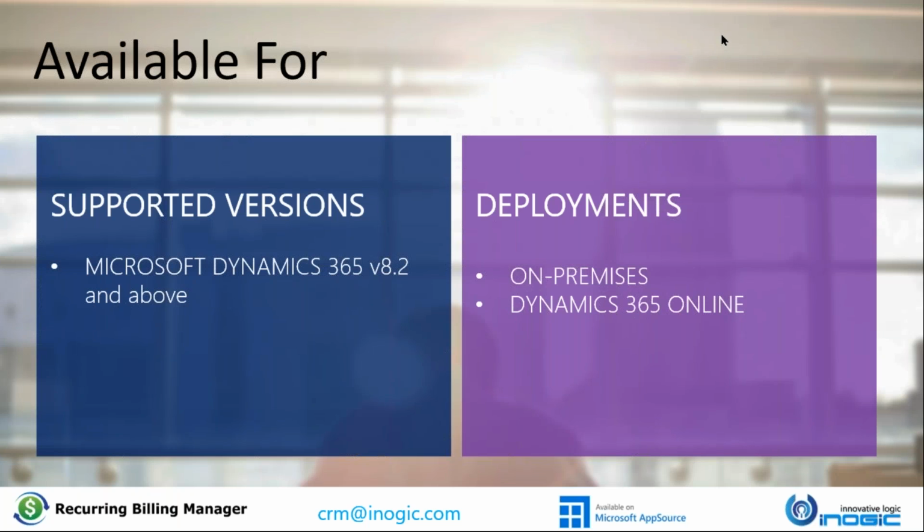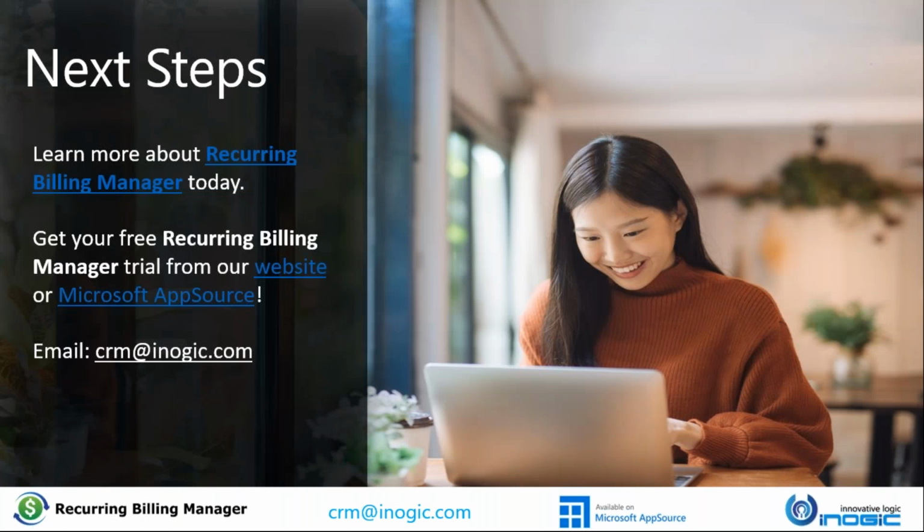So now let's look at the versions for which recurring billing manager is available. You can start using recurring billing manager from your CRM version 8.2 and above, and it supports the on-premises deployment model as well as the online deployment models. So it's quite simple for you to get started using Recurring Billing Manager. You can go to appsource.com, search for Recurring Billing Manager, install it from there, or else you can go to our website, that is inogic.com, and download the solution and install it from there. In either of the cases, you will be having a 15 days trial period to play around with the application.